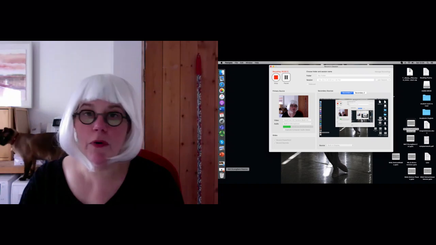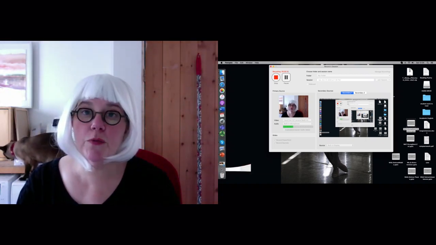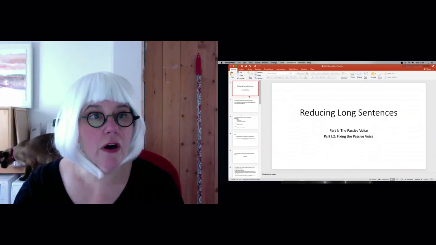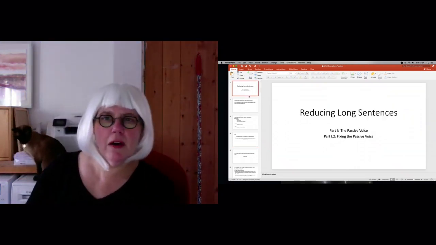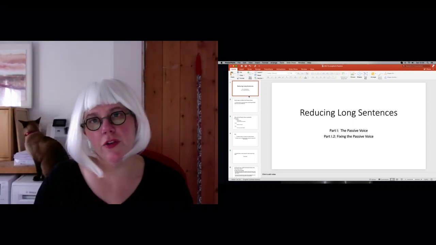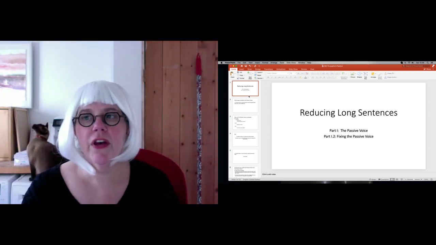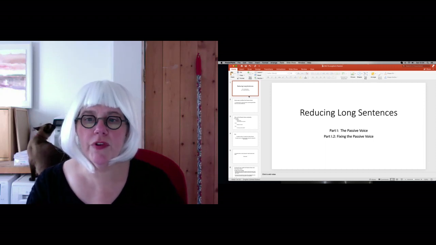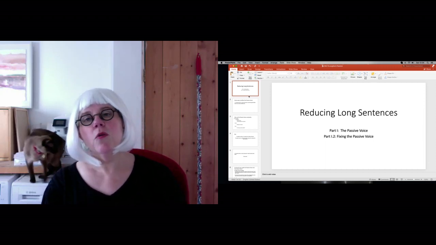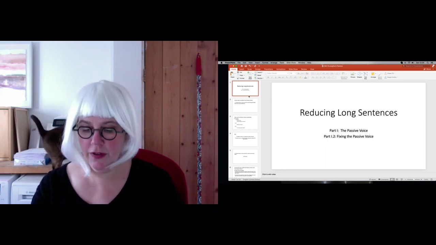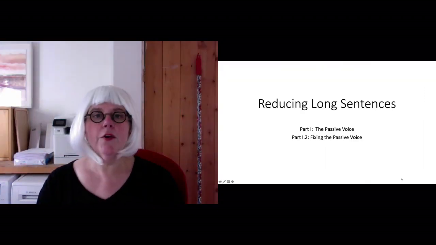Having sorted out the parts of the verb and how verbs can be used, we're now going to move on to what is centered on the usage of verbs. That came out wrong. What I mean is we're going to move on to the one way of revising long sentences that involves looking closely at verbs, and that is the passive voice. In this second part of the lecture, we're going to learn how to fix the passive voice. Let me enlarge it. Here we go.